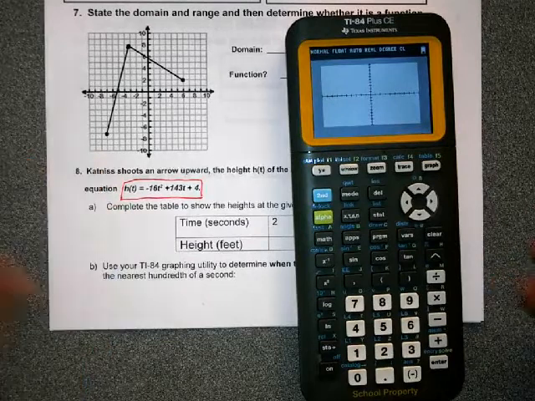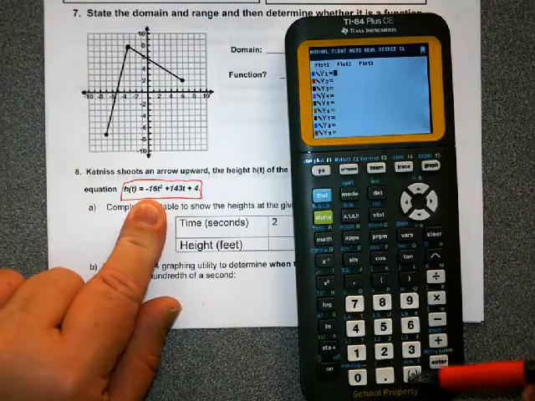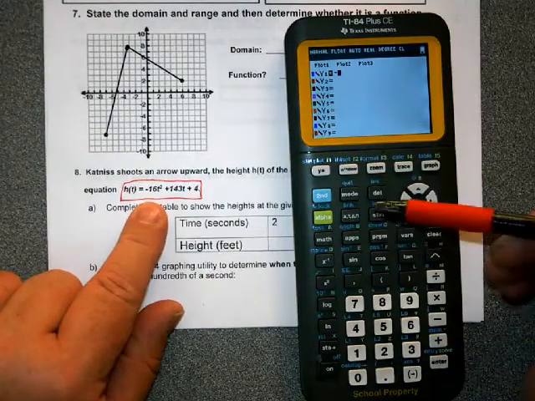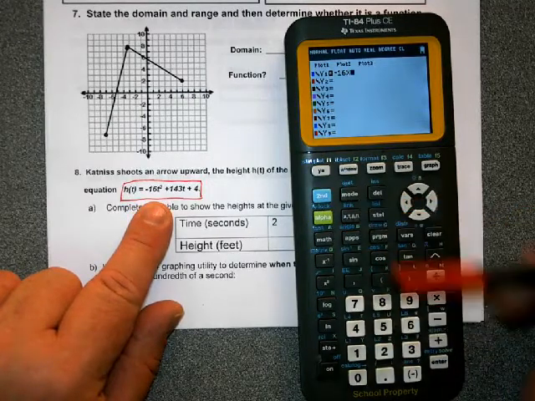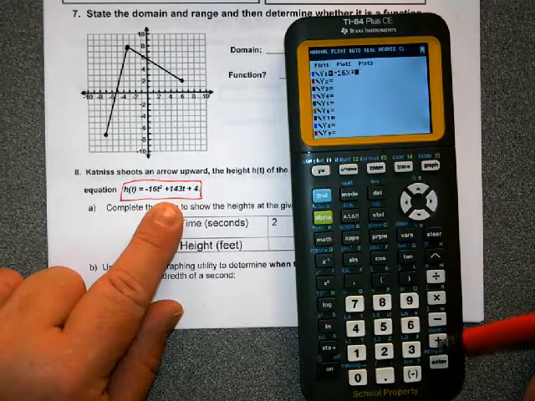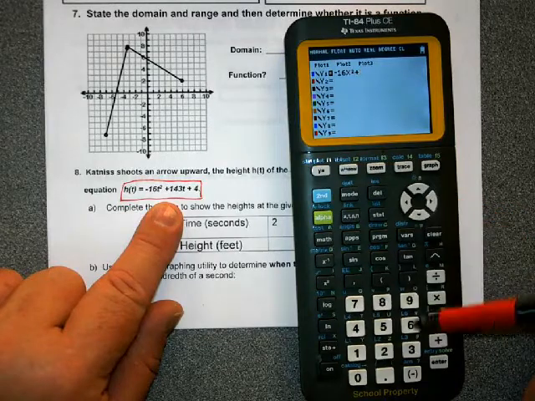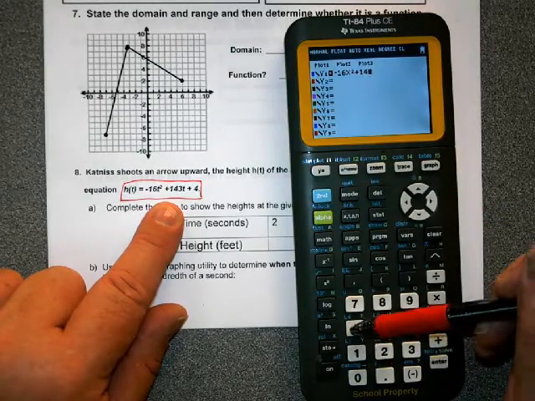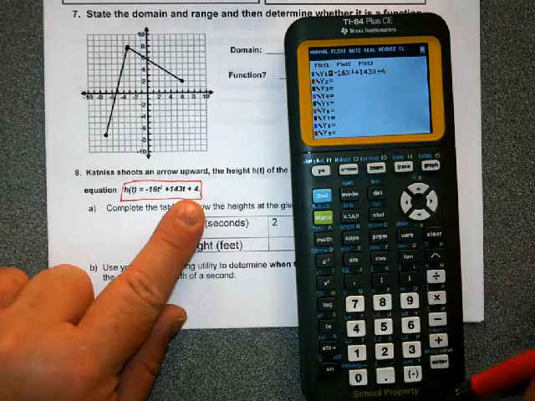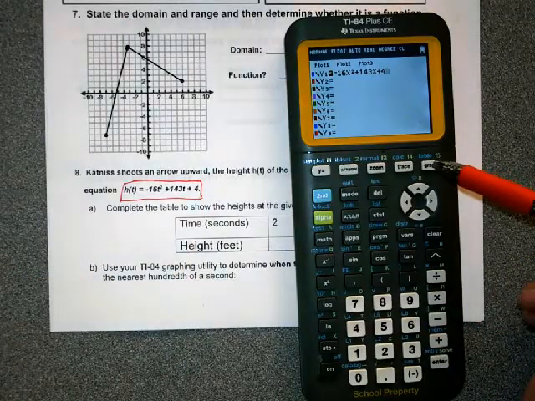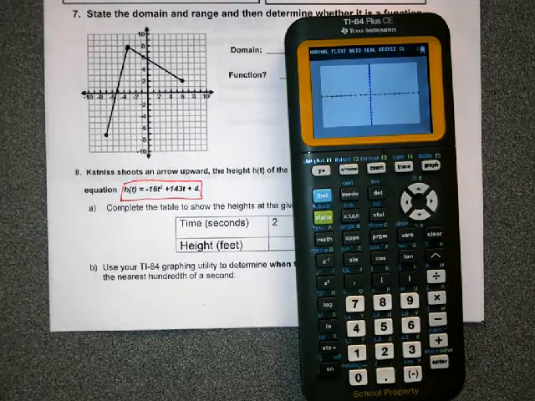So we're going to go ahead and put this in our y equals. Let's see, we've got negative, and please use the negative key, not the minus, 16x squared plus. Now you might have to arrow key out of the exponent, so be careful. 143x, and then plus 4. Hit the graph key, and we're going to get probably something that's out of the window, right?